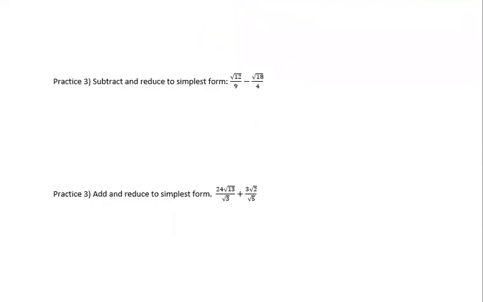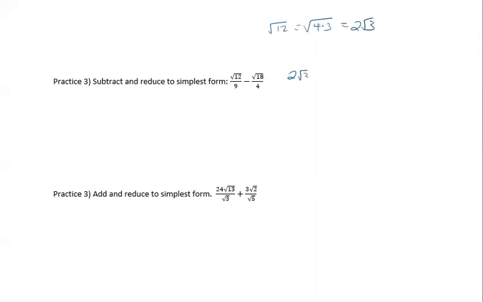This one says subtract and reduce to simplest form. So I could reduce right here, or I can find a common denominator and subtract them and then try to reduce. I'm going to go ahead and say that I see some things in here that I can reduce by, so I'm going to do that first. So the square root of 12 is also equal to the square root of 4 times 3. And 4 is a perfect square, so it can come outside and be 2 square roots of 3.